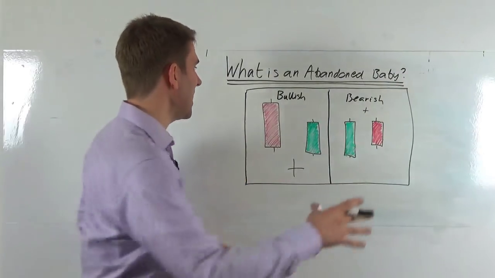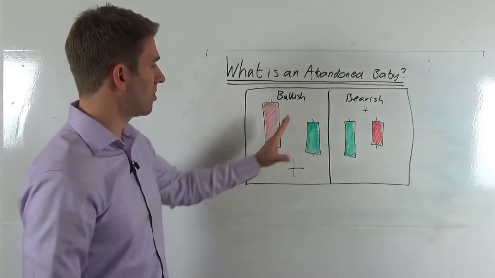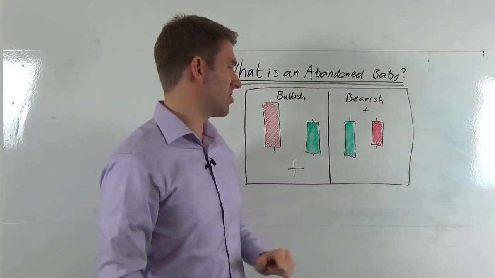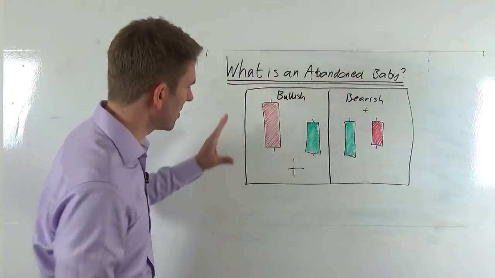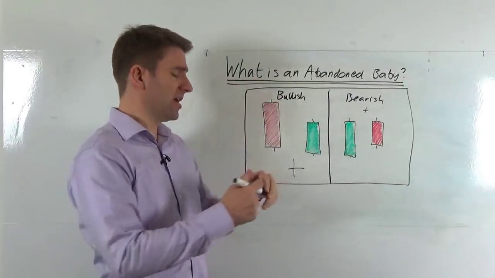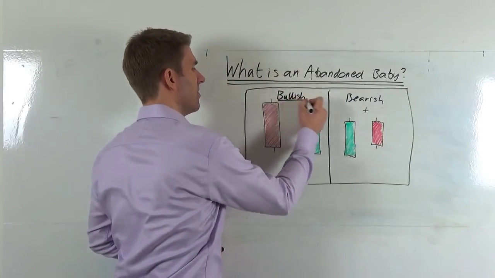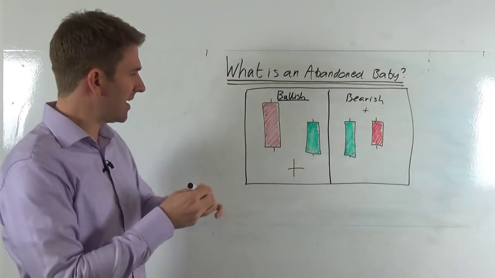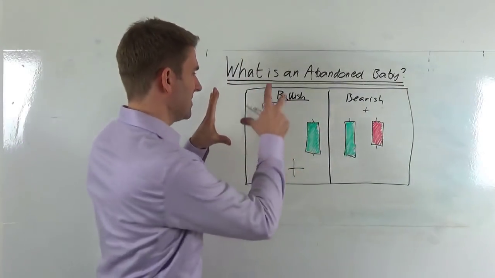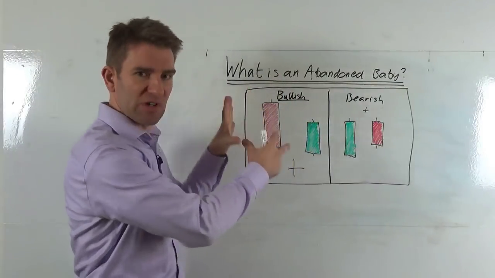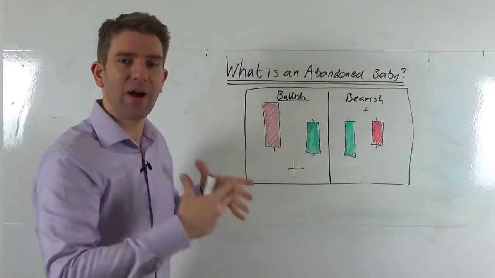All right, so we have two scenarios here. We've got a bullish scenario and a bearish scenario. And excuse my candlestick drawings here, but hopefully you'll get the idea. So the bullish abandoned baby scenario is this. We have a market that's moved down, and all I've got in this diagram is what's required to qualify as an abandoned baby.